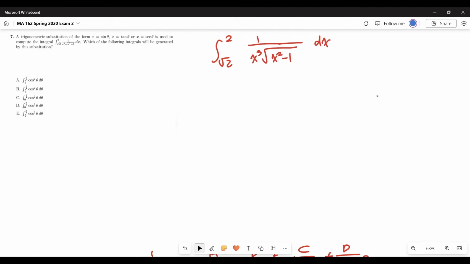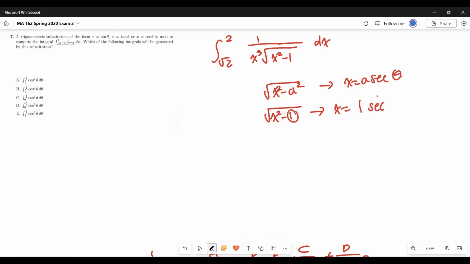We have that, and if you remember it, x squared minus a squared is same as x equals a secant theta. Using the same logic, square root of x squared minus 1 will equal to x equals 1, because our a squared is 1, a is 1, so x equals 1 secant theta. So we have x equals secant theta, and let's find dx. dx would be secant theta, tangent theta, d theta.